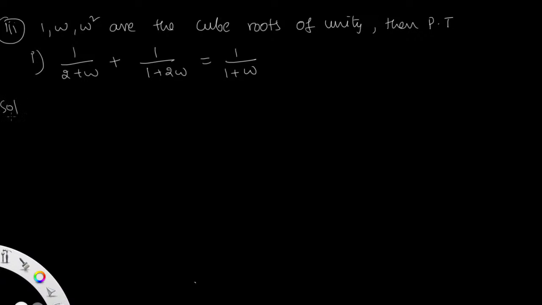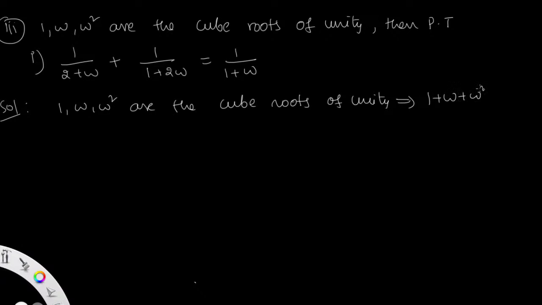So what are the relations for the first one? 1, omega, omega square are the cube roots of unity. That is why we can use this formula. So that implies 1 plus omega plus omega square equals 0 and omega cube equals 1. This is the value we can apply and use here. So we have to prove LHS equals RHS.